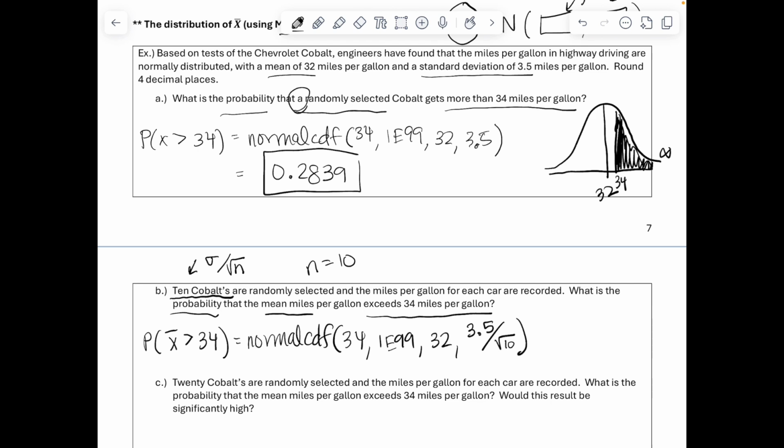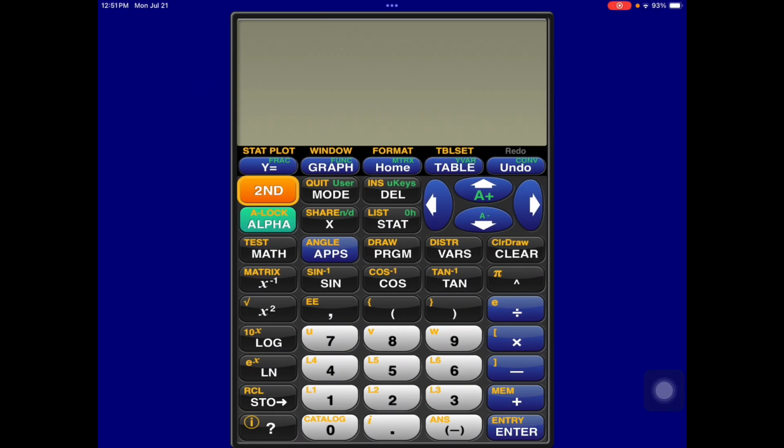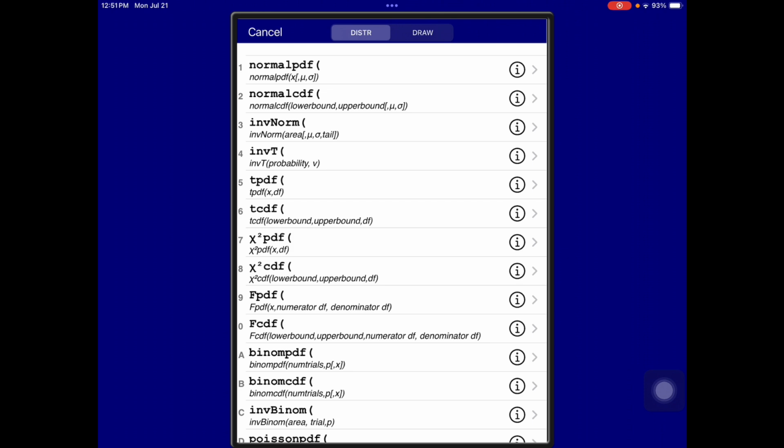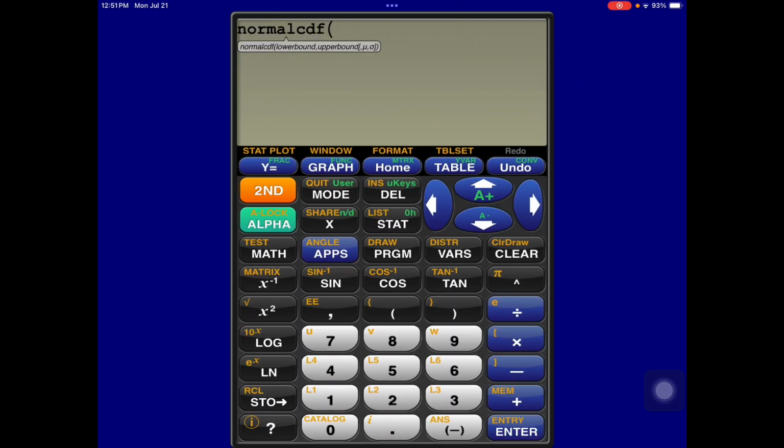And I'm going to go ahead and substitute this all in on my calculator, and I'm not going to round that standard deviation. I'm going to type it in as 3.5 divided by the square root of 10. On the graphing calculator, we're going to go to second vars, and then we're going to go to normal CDF. 34 is our lower bound, comma, 1e, which is second, comma, 99 is our upper, comma, 32 for our mean, comma, and then we have 3.5 divided by the square root, and again the square root is second x squared, and then we're going to type in 10 as that was our n value for this problem.